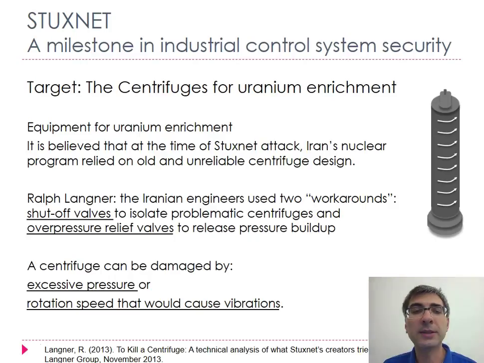They had shut-off valves that would isolate any problematic centrifuges, and if too many centrifuges had been shut off, there were overpressure relief valves that would release the buildup of pressure. A centrifuge can be damaged by excessive pressure, for example if the valves do not work correctly, or by rotation speeds that cause vibration. Rotation speeds that are not the standard ones would cause vibrations, which would have a physical effect.